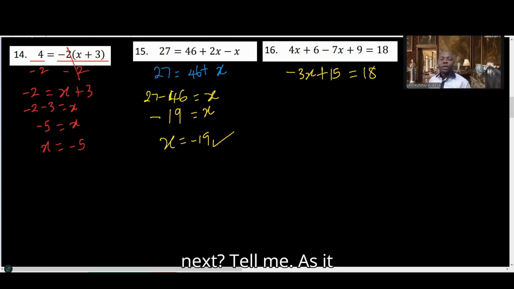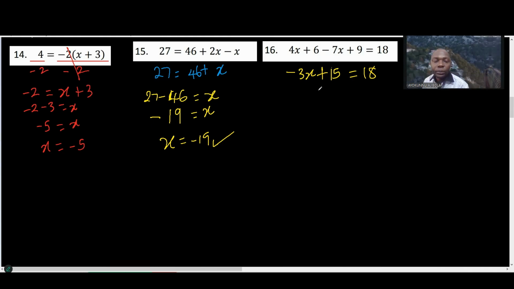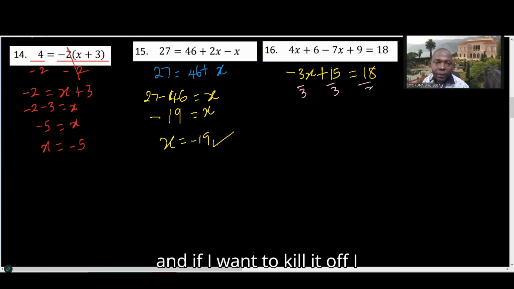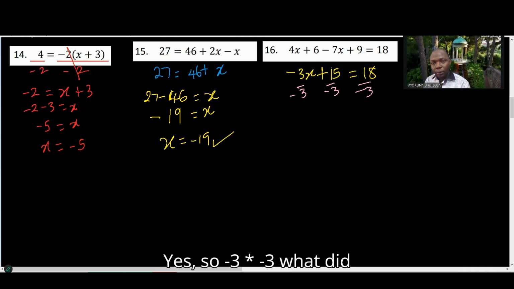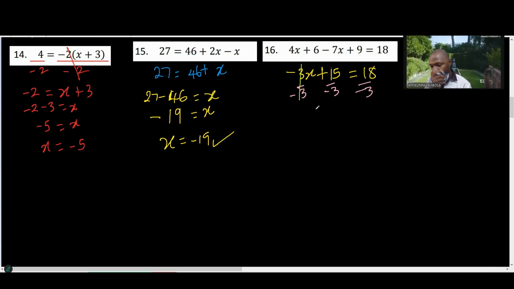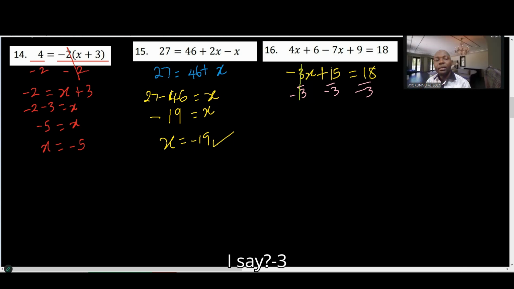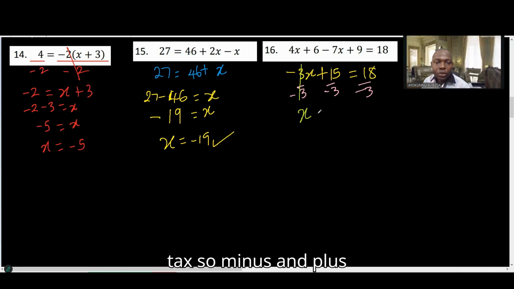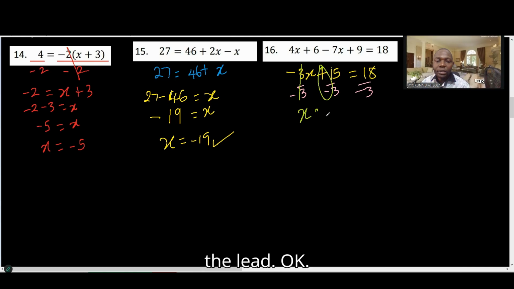Tell me. As it is now, all of the numbers are divisible by 3, yes or no? Yes. Divide by 3, divide by 3, divide by 3. And if I want to kill off the negative, I'll divide by negative 3, okay? So negative 3 cancels negative 3. So it remains x. So minus and plus conflicting, then negative will take the lead. Okay?